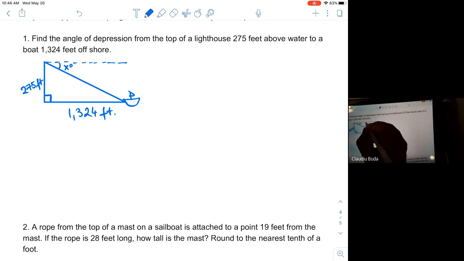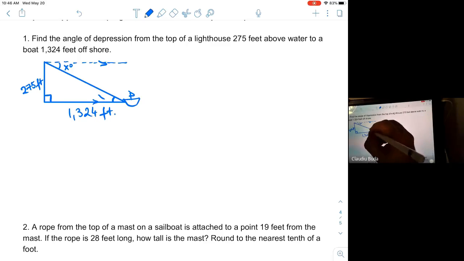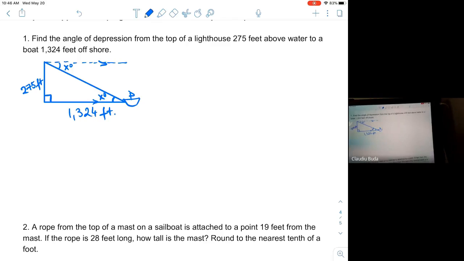This line on top, the dashed line, which is kind of like the horizon, and this one, those are parallel. So this one right here is also an angle of depression. Those are congruent angles, two parallel lines cut by a transversal. So in a right triangle, what do we have? Compared to that angle, we have the adjacent and the opposite.